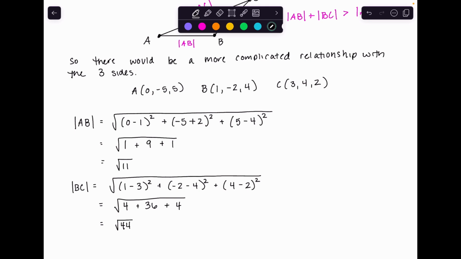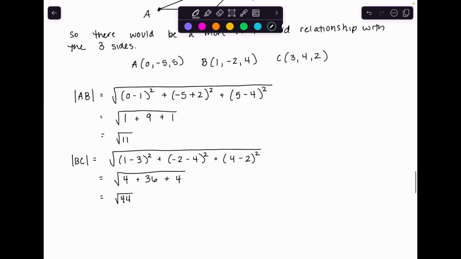Now the thing is, I do need to be able to add these side lengths together. So here I do want to simplify my radical. The inside you can write as 4 times 11. So the 4 has the 2 pop out, and this is 2 root 11.